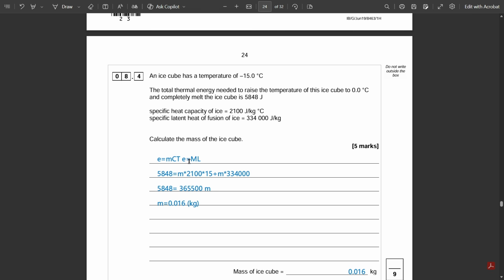Specific heat capacity is 2100, change in temperature is 15, the mass, and then the specific latent heat of fusion is that. Do a bit of algebra, combine the like terms of m, and then just divide by 365,500 to get 0.016 kilograms.